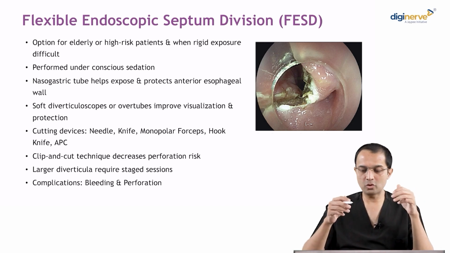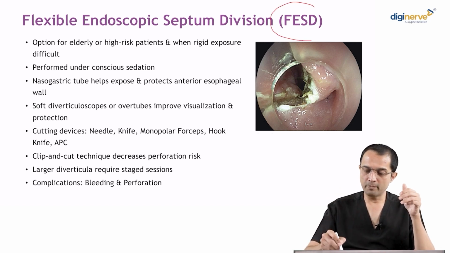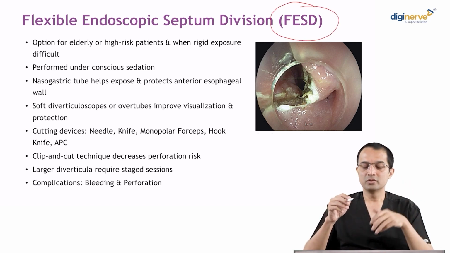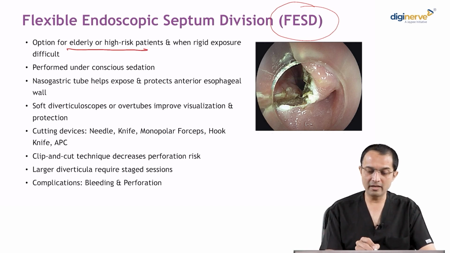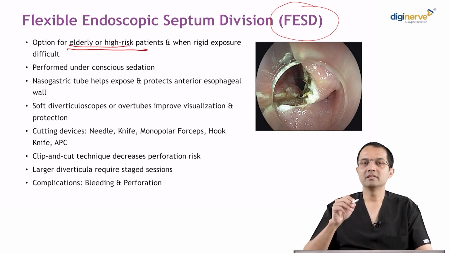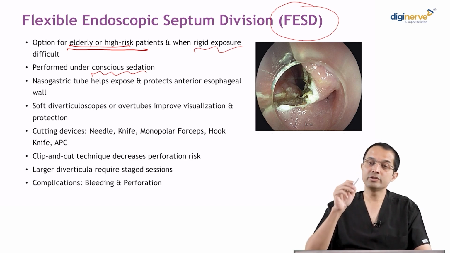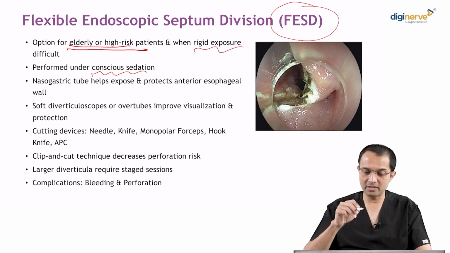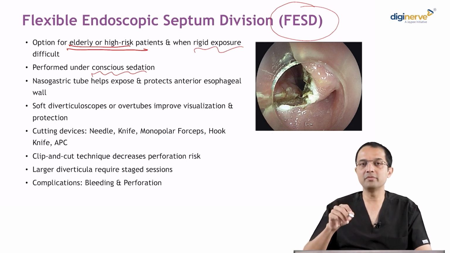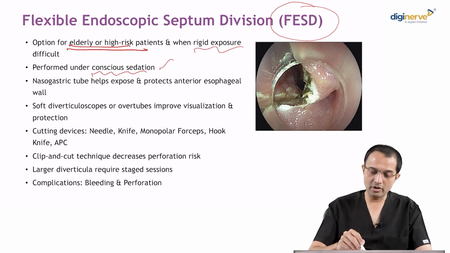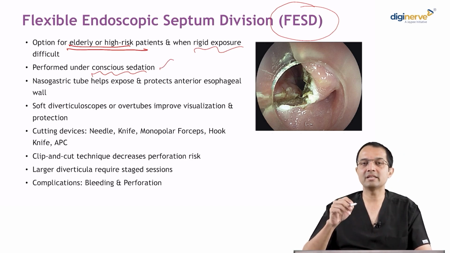So flexible endoscopic septum division, short form FESD. This is an option for elderly and high risk patients, especially when the rigid endoscopy becomes difficult. It is performed under conscious sedation. Okay. If you are using a rigid scope, you have to do it under GA. But if you are doing a flexible endoscopic septum division, you can do it under conscious sedation, especially if the patient is high risk. Okay.